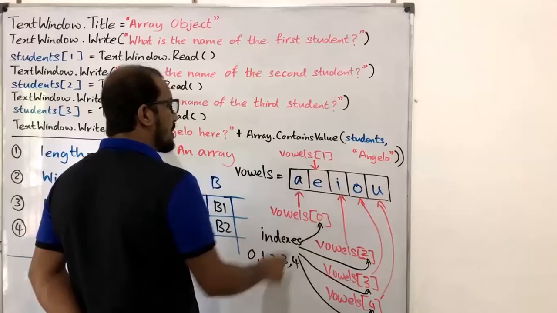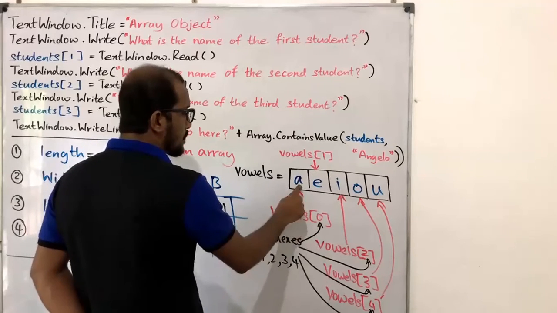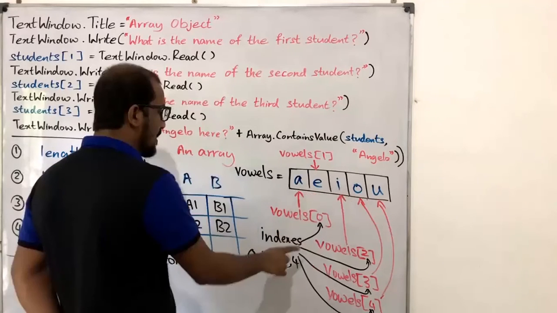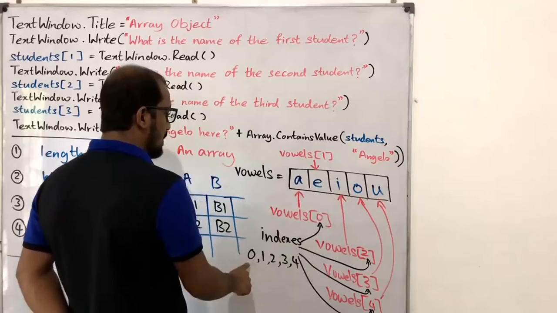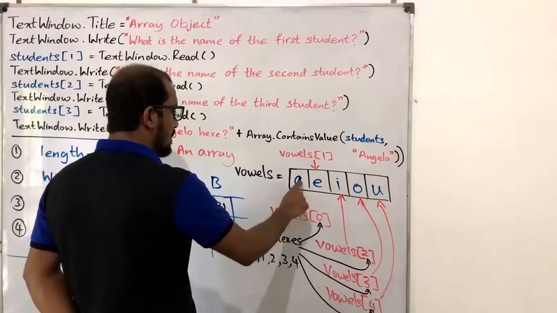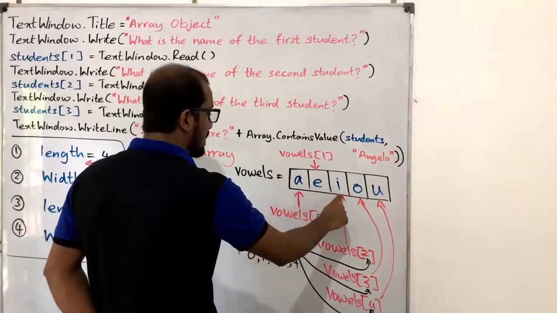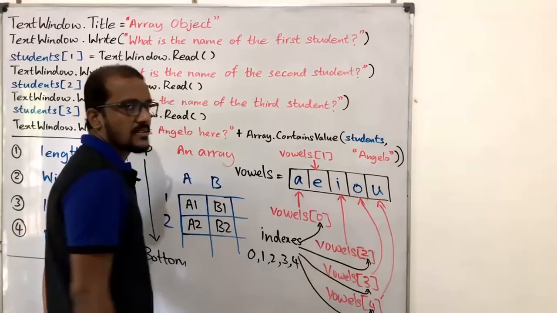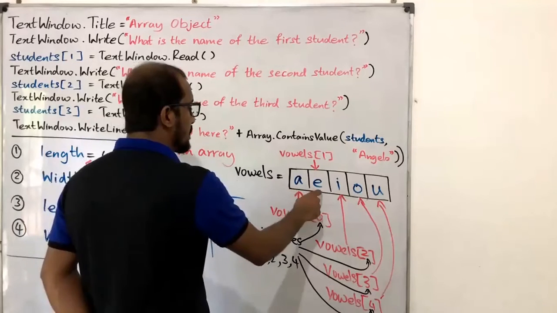Normally these positional numbers are called indexes. The first position number or index value is 0. Starting from 0, this is the 0 position, this is the 1 position, this is the second position, third position, fourth position, and likewise.